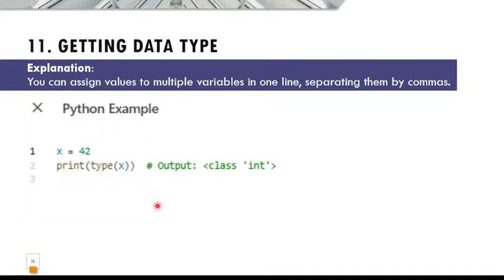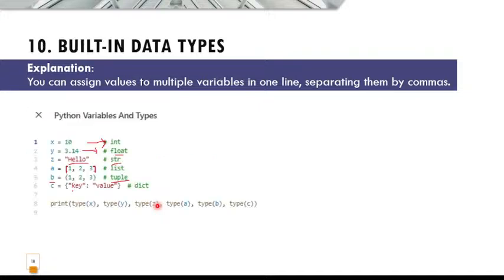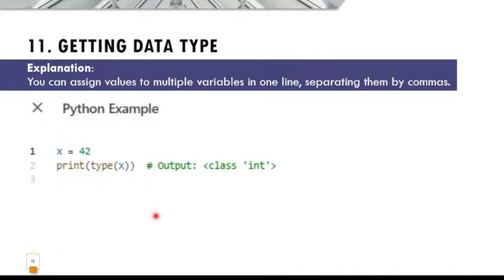Getting data type. As I showed you previously, type x, type y, type z. The same way, when you write x is equal to 42, now to know what the type of this x is, we just need to write print type x, and this will give the output, which is integer.